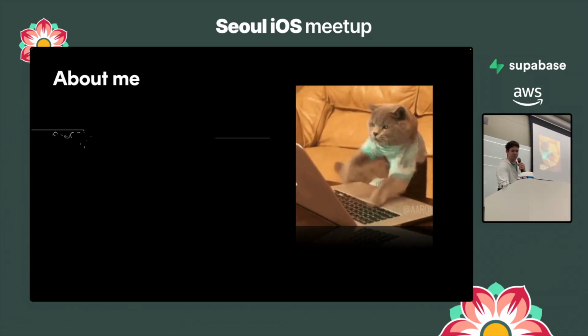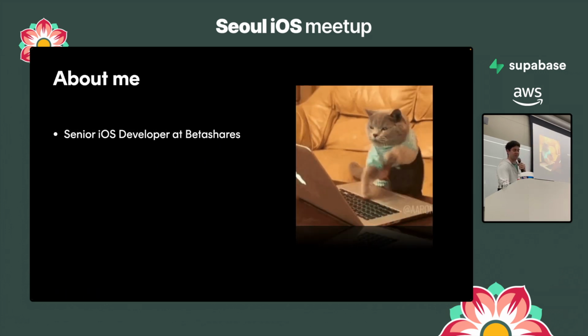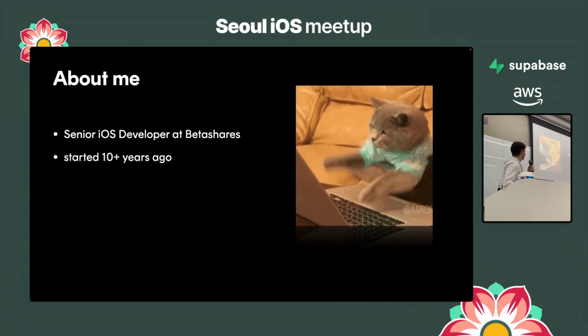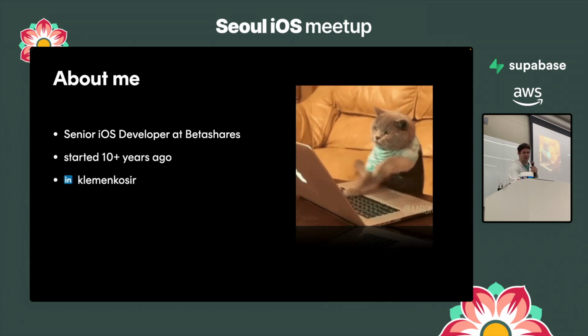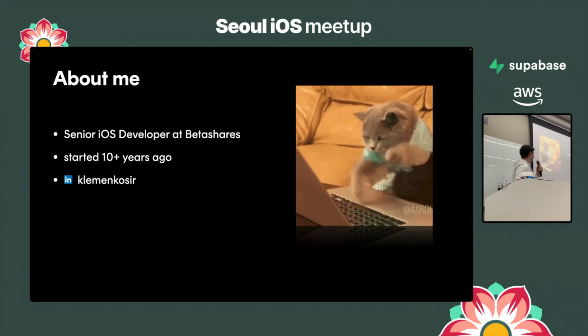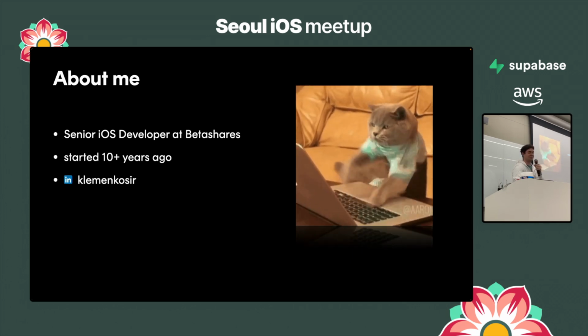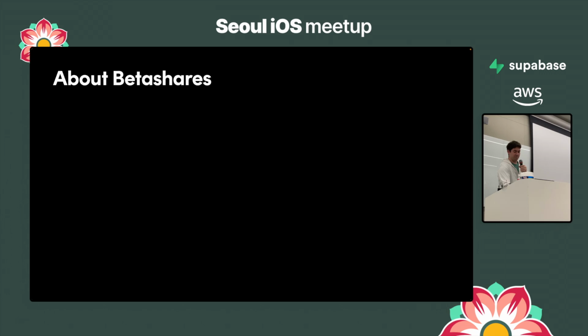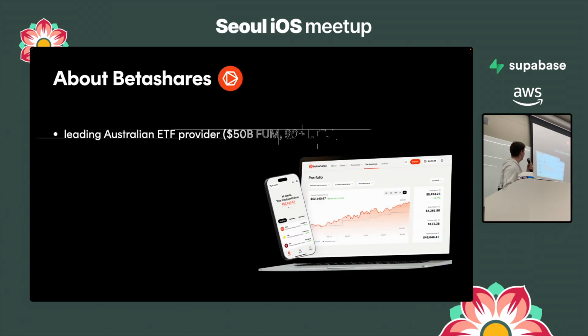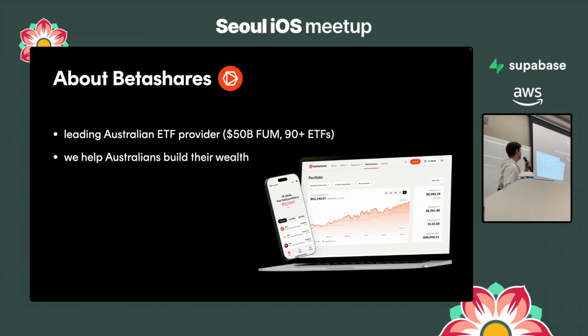Yeah, about me. I'll be short, just senior iOS developer at BetaShares. Started 10 plus years ago. My LinkedIn, pretty obvious, first name, last name. About BetaShares, leading Australian ETF provider. We have over $50 billion under management and 90 plus ETFs. We help Australians build their wealth. And I'm the guy who worked on the iOS app for the direct investment platform.